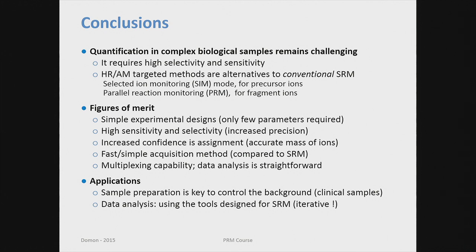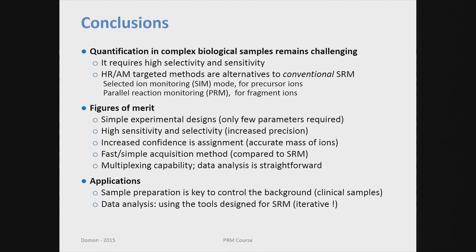So I hope in this first part I could convey some of the basic principles of PRM, and I think we all know that quantification in complex biological samples is and remains really challenging. It really requires high selectivity and sensitivity, right? And I showed you a couple of examples. If you would just look at the first signal you see, it's pretty obvious that you clearly have ambiguities and problems with sometimes the sensitivity, and more specifically with the selectivity.